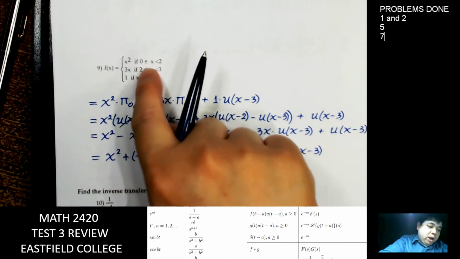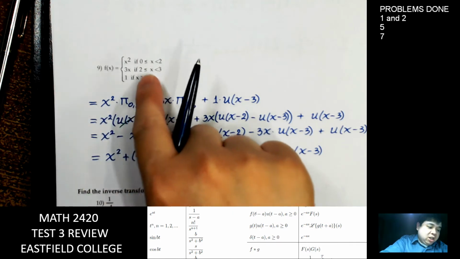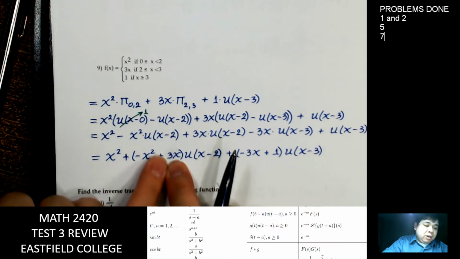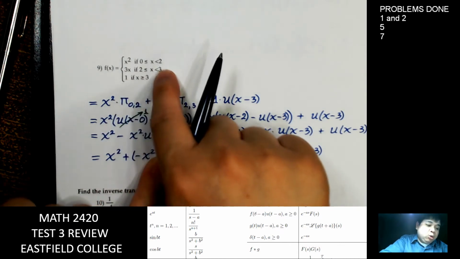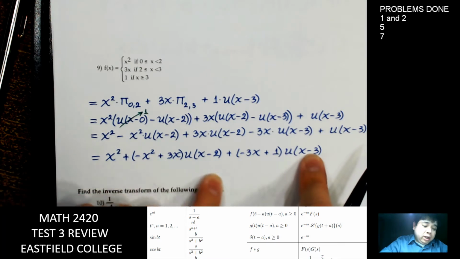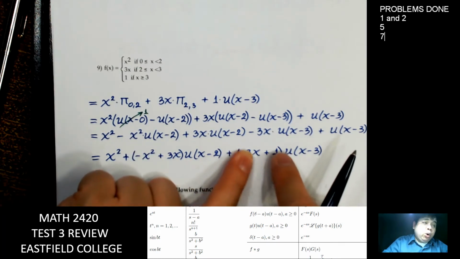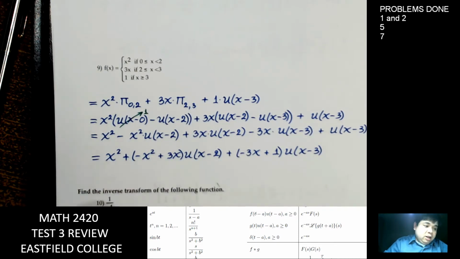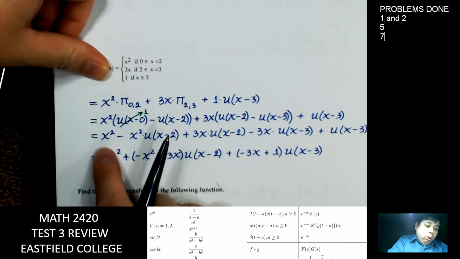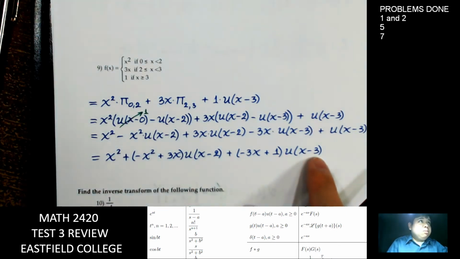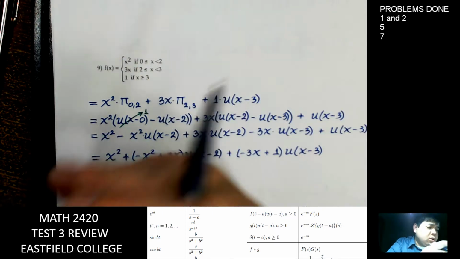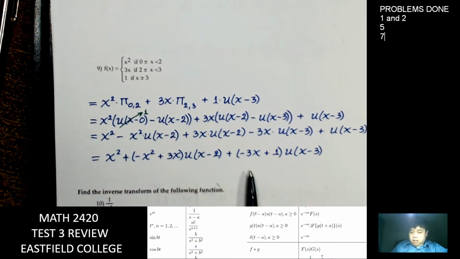Once again, original is x squared. After passing x equal to 2, the x squared minus x squared is gone. We only have 3x left. Now the 3x will continue up to 3, because at 3, the 3x minus 3x, we only have 1 left. And that is the piecewise function rewritten in terms of unit step function. Right. Because number 8 will be similar to that.